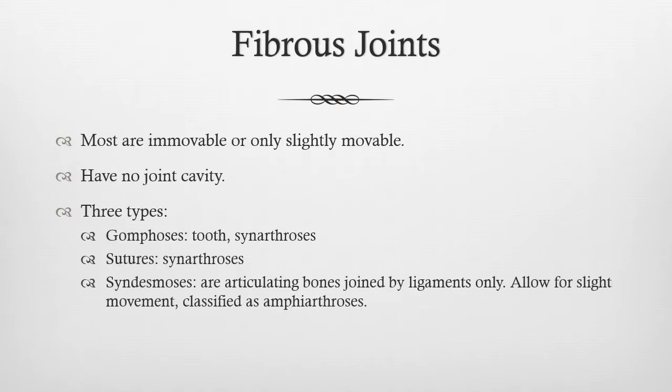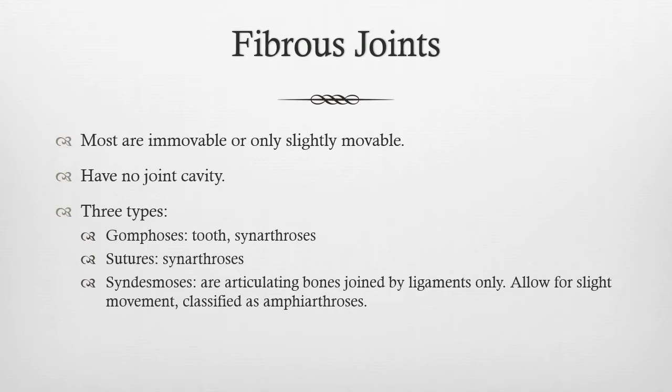Fibrous joints, as we said, are immovable kinds of joints. There's basically no movement in the joint itself. There may be a little bit of wiggle room within the joint depending upon the particular time in life and things like that as far as the fibrous joint is concerned.